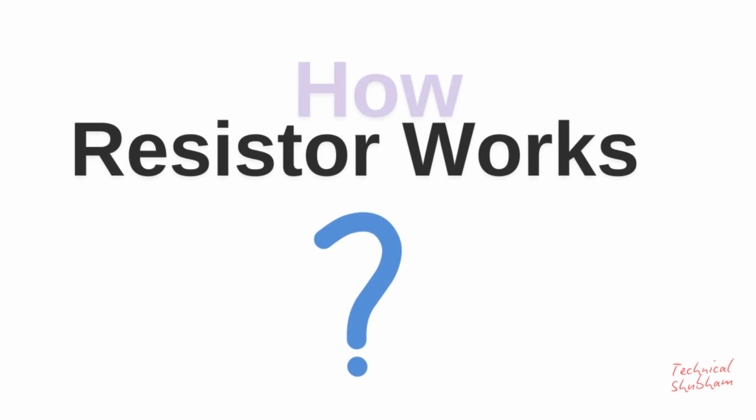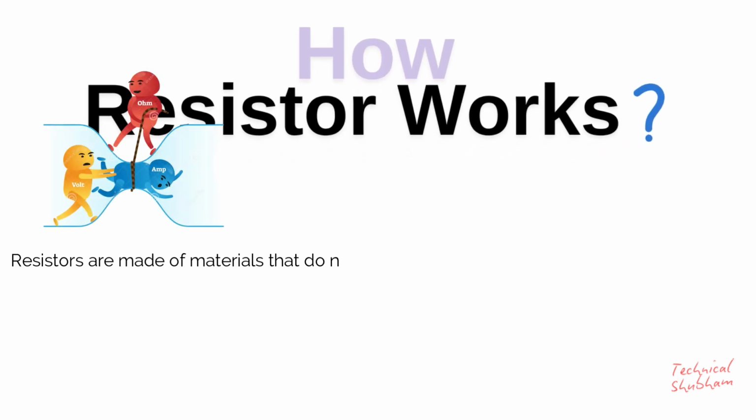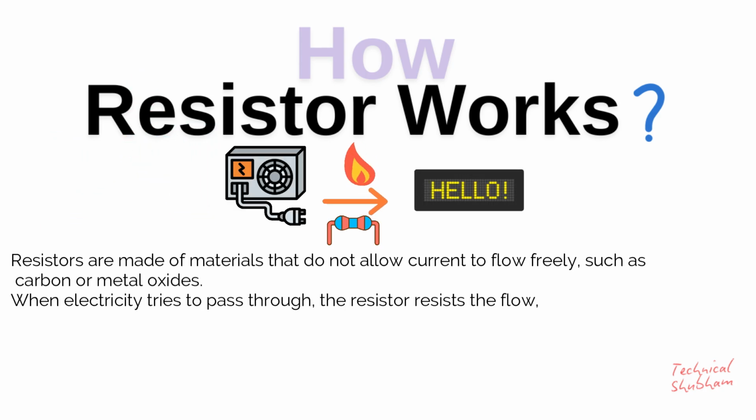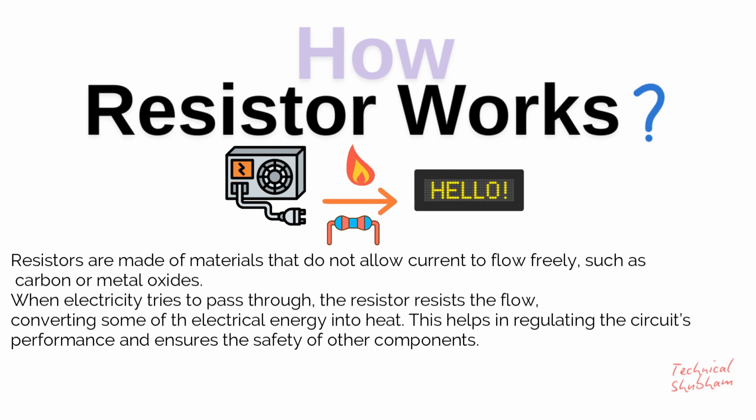How resistors work. But how does a resistor actually work? Resistors are made of materials that do not allow current to flow freely, such as carbon or metal oxides. When electricity tries to pass through, the resistor resists the flow, converting some of the electrical energy into heat. This helps in regulating the circuit's performance and ensures the safety of other components.